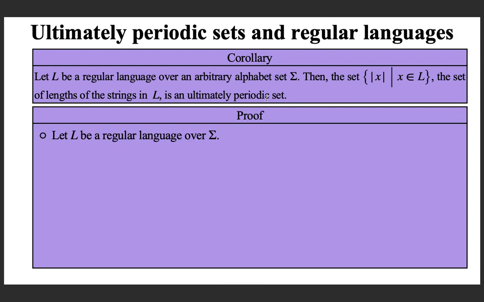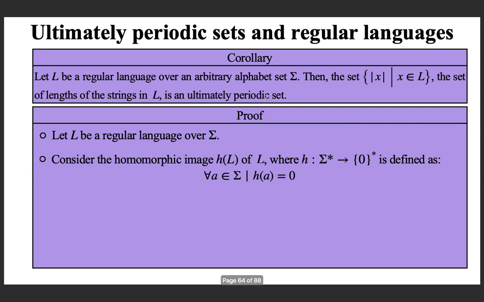Let L be a regular language over sigma. Sigma can contain finitely many alphabets. Now you consider the homomorphic image of the language, h of L, where the homomorphism is defined as follows: from sigma star, from strings over sigma, to the singleton alphabet set 0. 0 is the only alphabet. So naturally, this is the definition of h, which is the homomorphism. For every alphabet in the alphabet set of the language, the homomorphic image of that alphabet is 0. So every alphabet will be replaced with zeros.